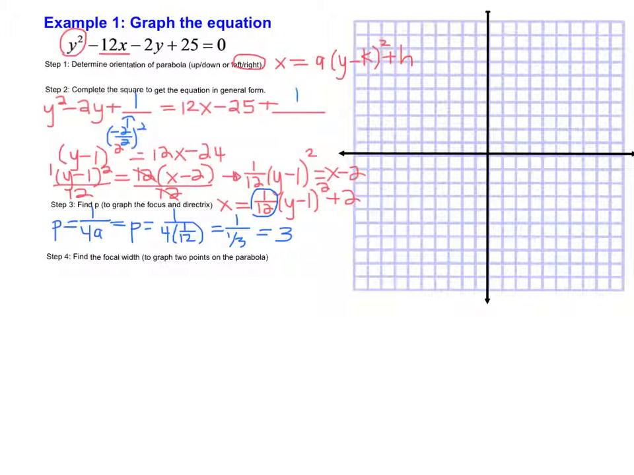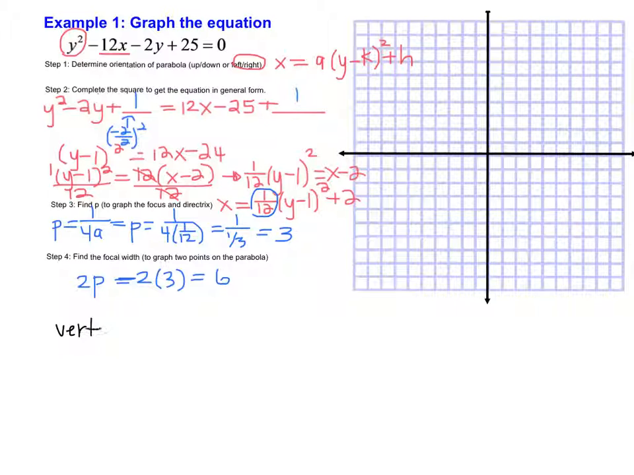Remember that the focal width then is 2 times p. We're going to need that as well. So 2 times 3, or 6. Okay, so let's think about all the features of the parabola that we need now. So we have everything we need, we just need to find each feature.